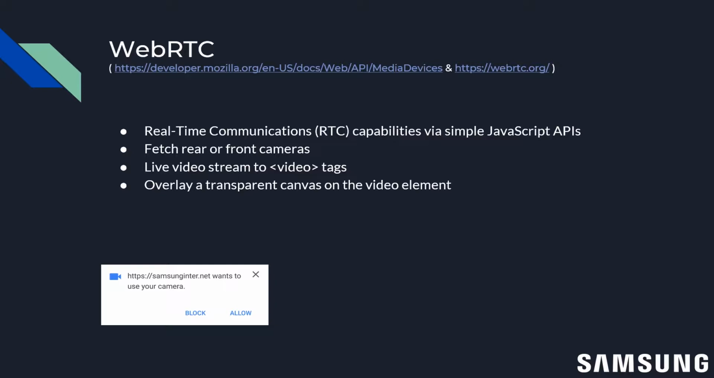And so the beauty of this is that you can live stream that video feed that you get from your rear view camera onto the video tag on HTML. And to make it into AR, you can overlay a transparent canvas on top of the video feed, and that's how you generate your AR magic window, essentially.